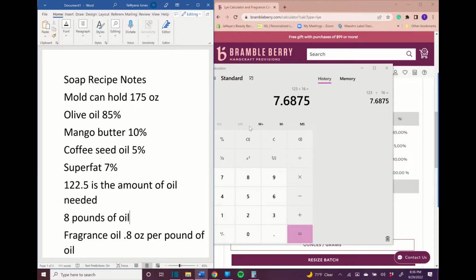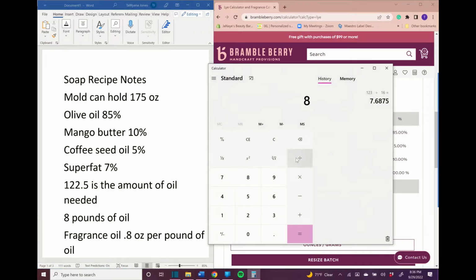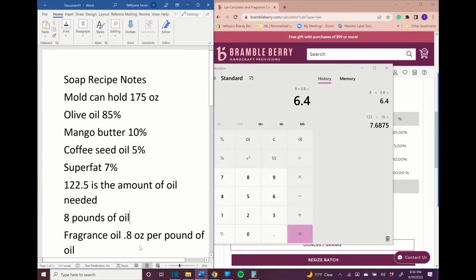All right, so if we have 8 pounds of oil, we need to times that 8 pounds by 0.8 ounces. So let's do 8 times 0.8, and that gives us 6.4. So the amount of fragrance oil that we're going to use for this is 6.4.